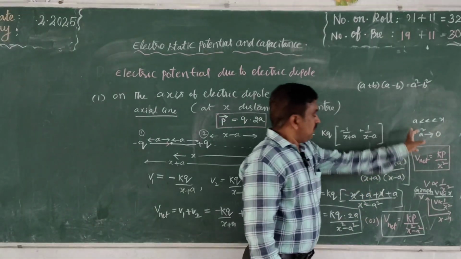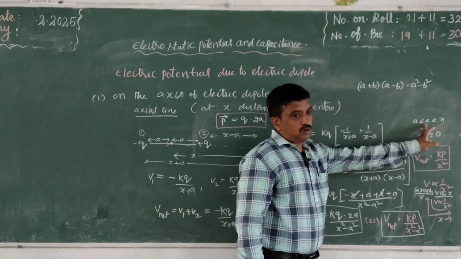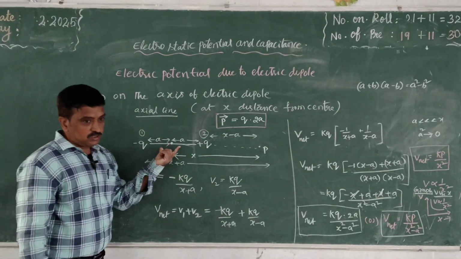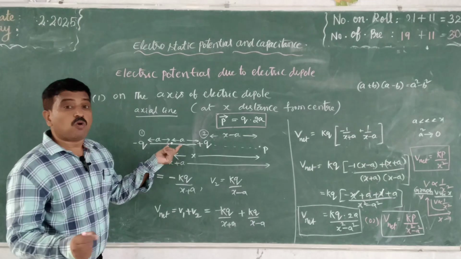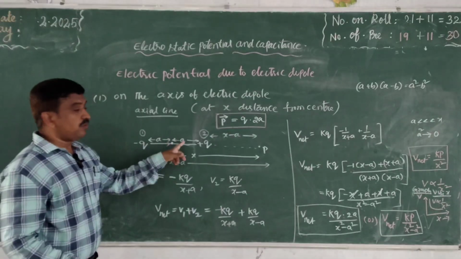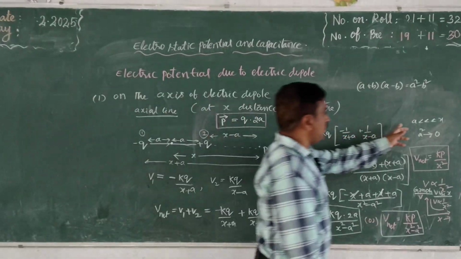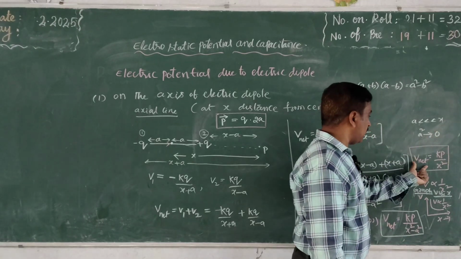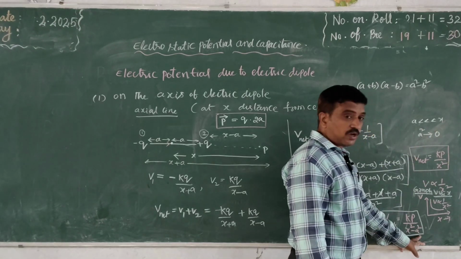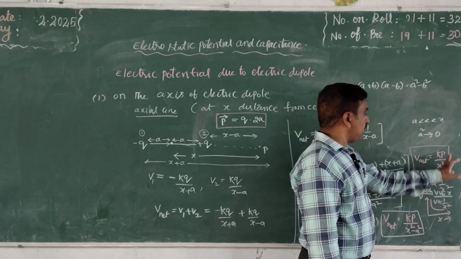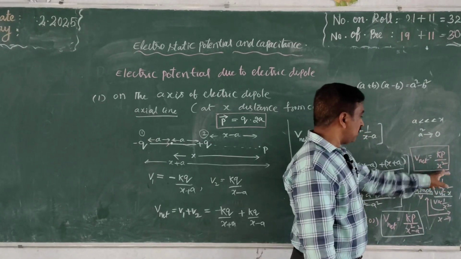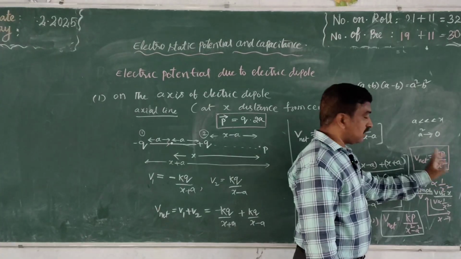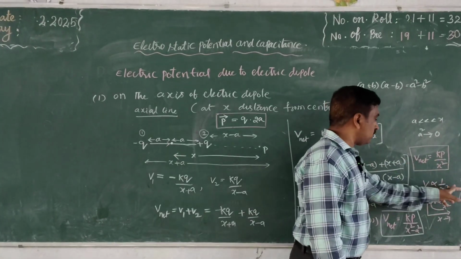This a is very small, as already discussed. An electric dipole means two equal and opposite charges separated by a very small distance. 2a is very small, so a is very much less than x. In that case a square tends to 0, so we can write 0 instead of a square. V net equals kp by x square. What is the relation between electric potential and distance? It is inversely proportional.